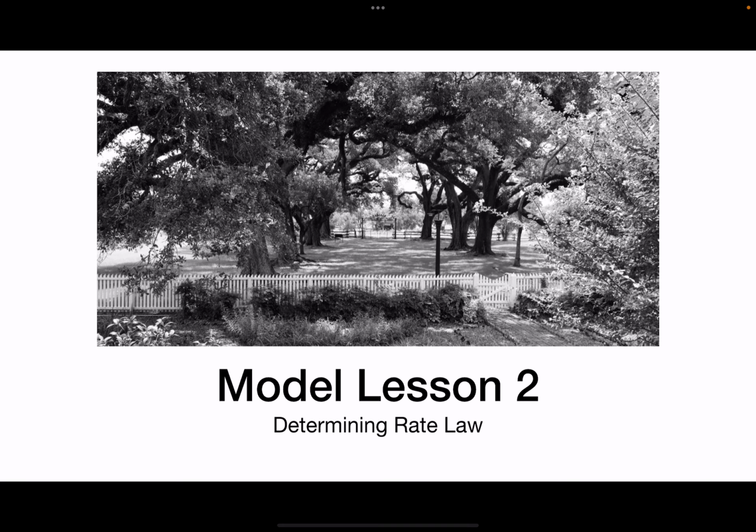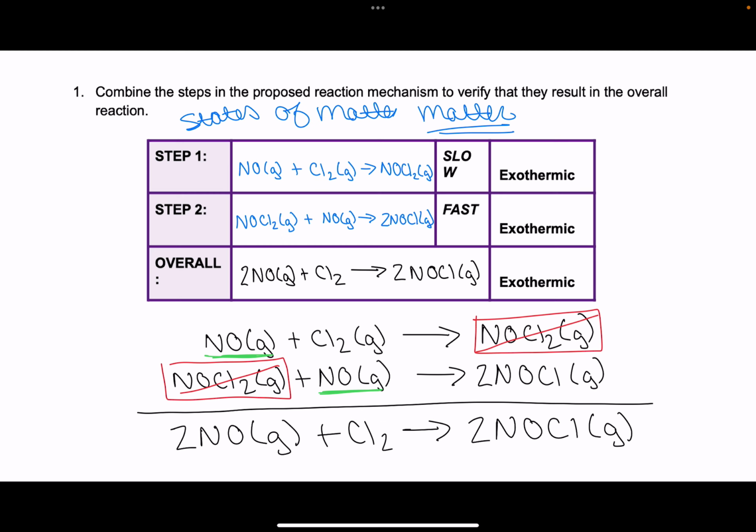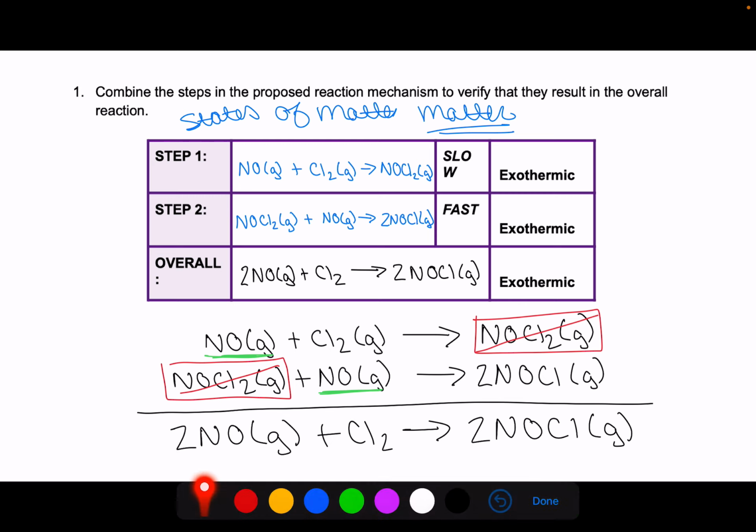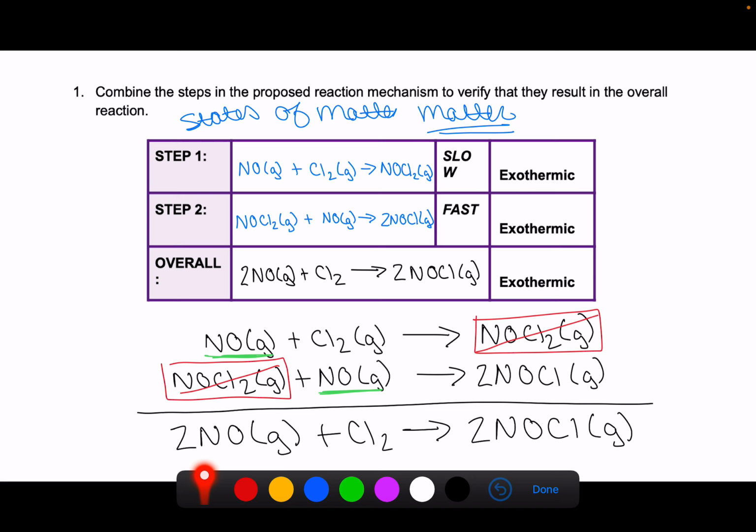Okay, so this is model lesson number 2, determining rate law. So I'm going to go through some things on this. They give you two equations, a slow and a fast step, and now we're going to start putting them together into the overall step. Your states that matter.